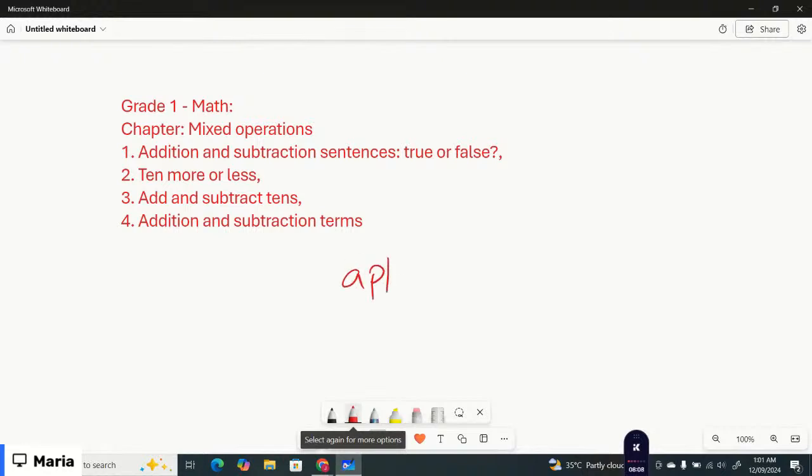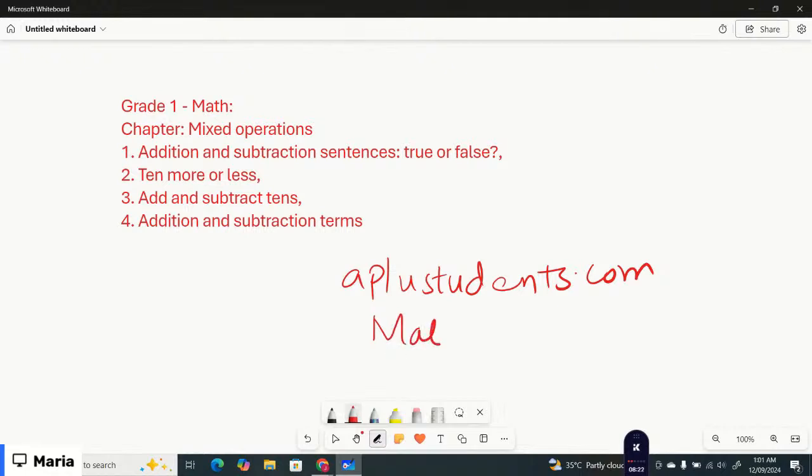You can find all the lessons on aplusstudents.com. You have to log in there using your email address, and the password is provided by the administrator. Then you have to select math from the subject tab. Scroll down to grade 1 and then click on view all lessons. There you can find a list of the chapters.